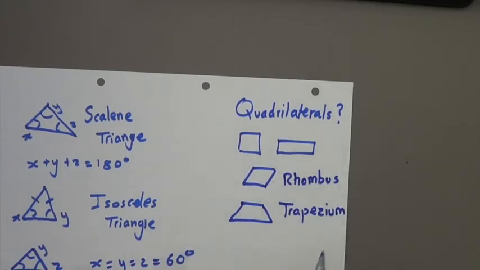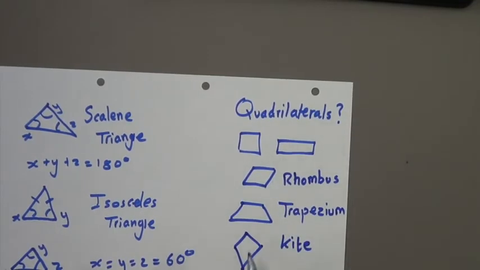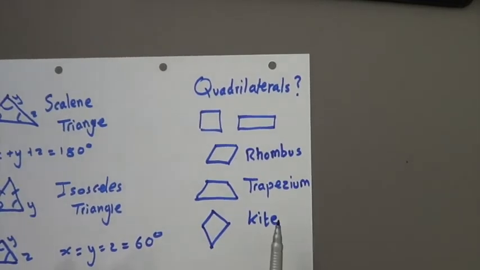So this is a trapezium. And lastly, this is a kite. These are the things that you put up in the sky and the wind blows them. We call them kites, and that's the shape it makes.